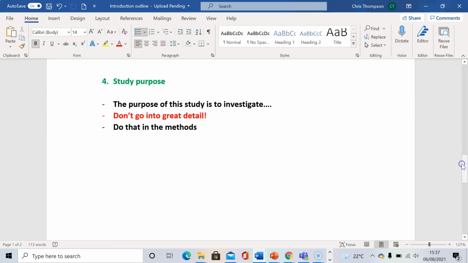Last part's really simple. You just have to say the purpose of your study. Very short paragraph. Usually starts off with a sentence like this, or therefore the purpose of this study is to investigate this. Keep it very short. Don't go into great detail because you're going to do that in the methodology afterwards. So keep it very, very short. Very concise, to the point.